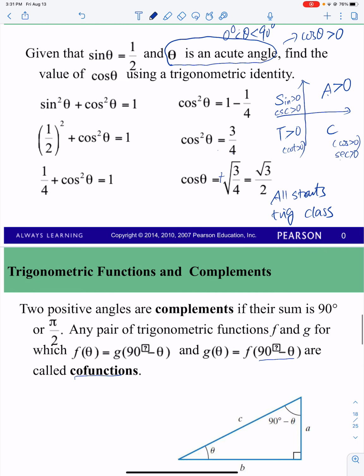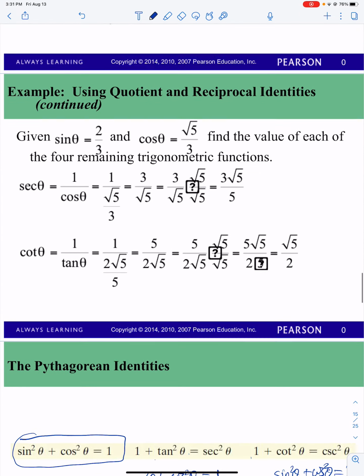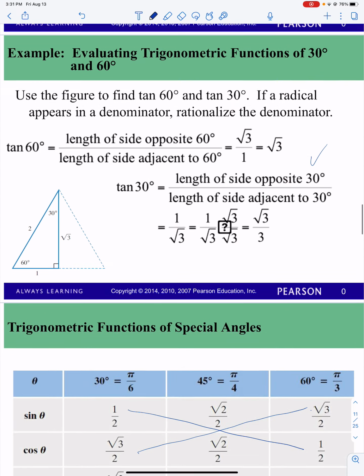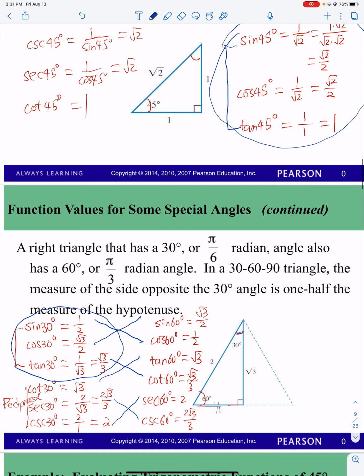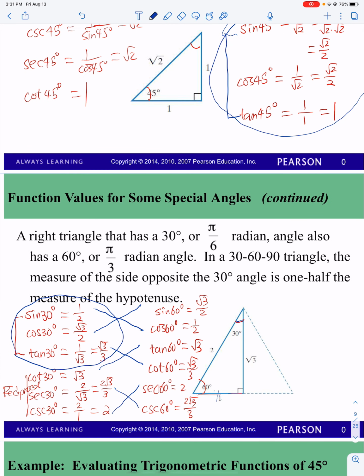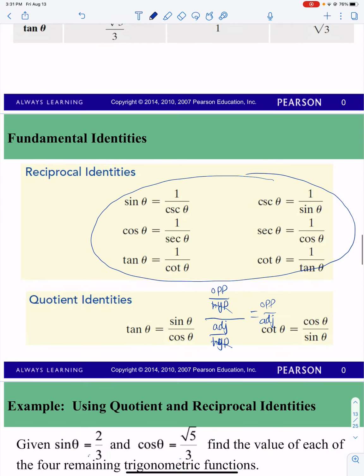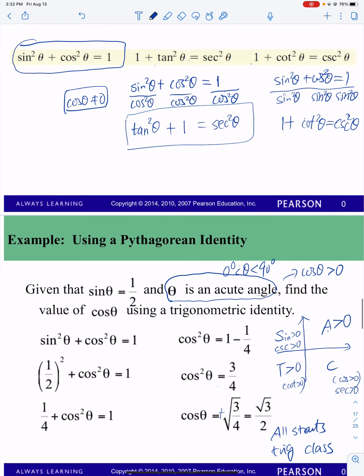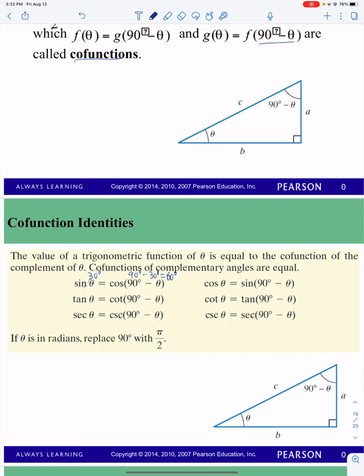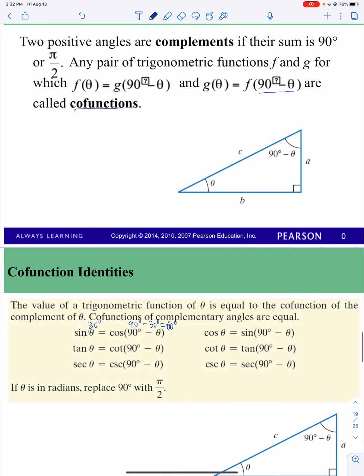The cofunctions. So let's go back to what we have here. Sine 30 equals cosine 60, and cosine 30 equals sine 60. So these are the things that we noticed before, and later on we call these cofunctions. So sine will be cosine, cosine will be sine, if they are complementary angles. What does complementary mean again? Add them together to equal what? 90 degrees.